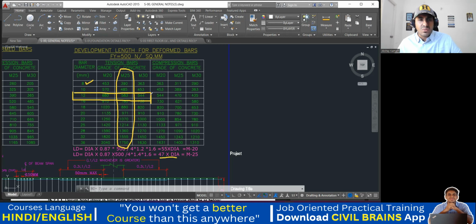But they are putting 583 here. How come? For M25, my answer is 47 times the diameter of the bar. Let me go with this one. It is 55 into 12 diameter. See, what is happening, you know?